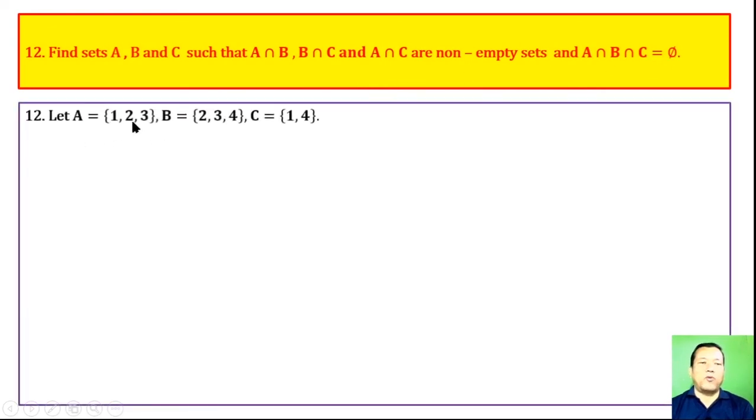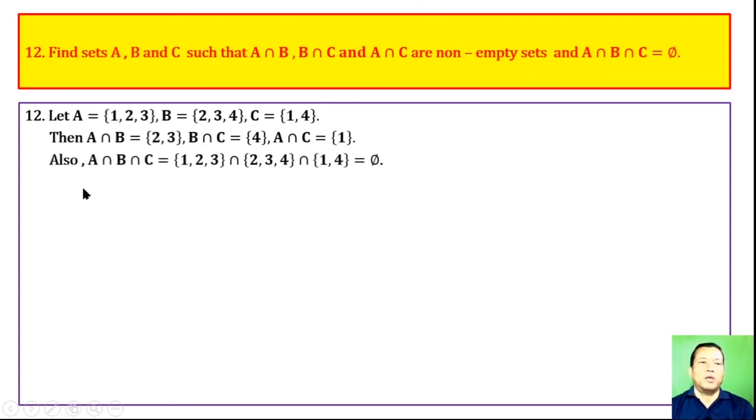Let A consist of 1, 2, 3, B consist of 2, 3, 4, and C consist of 1, 4. Then A intersection B is {2, 3}, B intersection C is {4} only, and A intersection C is {1} only. Also, A intersection B intersection C is the empty set, since there is no common element. Hence proved.